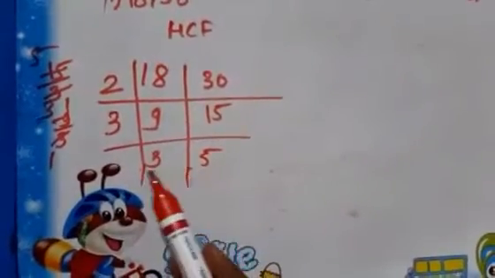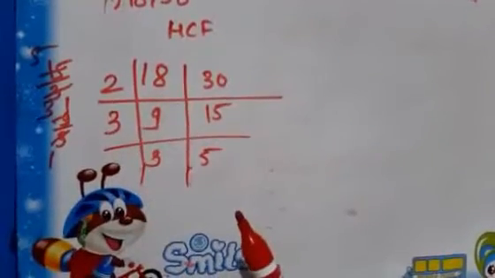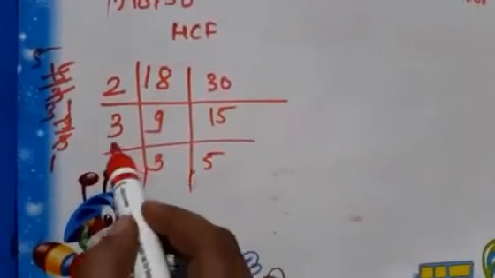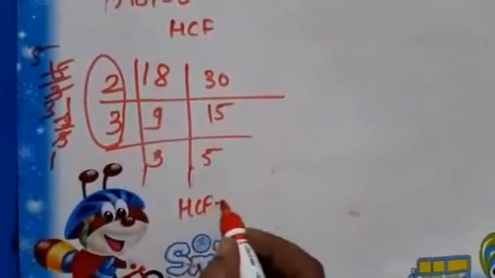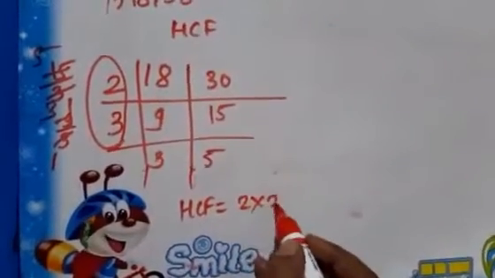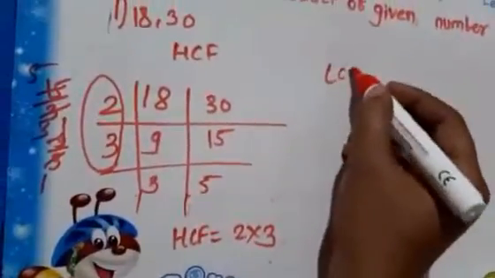After this, both the numbers are prime numbers, so any common factor we are not able to write. So, only common factors are these. HCF will be 2 into 3. Now, how to find LCM?